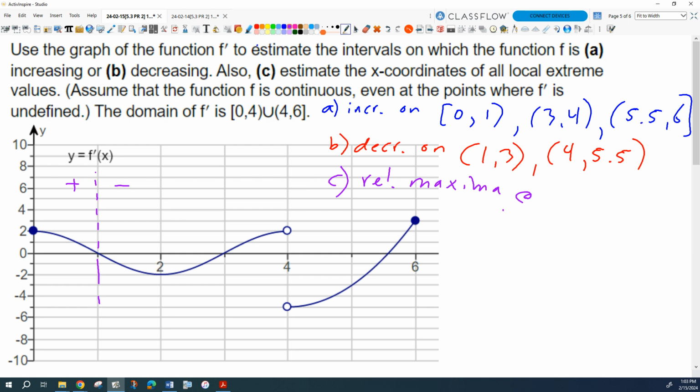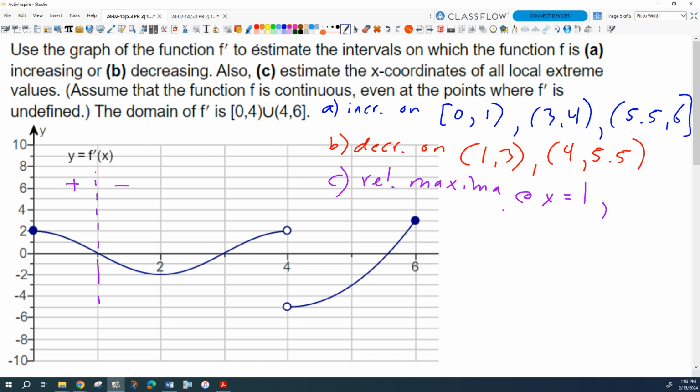So at x equals 1, or where else? Anyplace else? 3. Is that it? I don't think so. You're giving us a puzzled look. What about 4? Okay. What about 4?